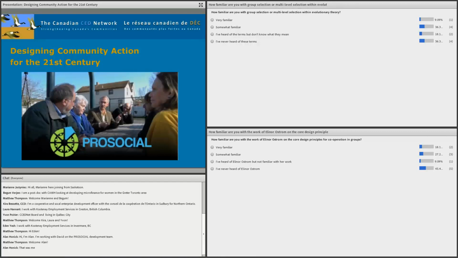And familiar with the work of Elinor Ostrom: a few people who've never heard of Elinor, and a few people that are somewhat familiar. I'm probably in the somewhat familiar range, just recognizing her picture and the basics of her prize-winning work. But, oh, Alan picked out the very familiar. Excellent. So great to have an expert on the call.